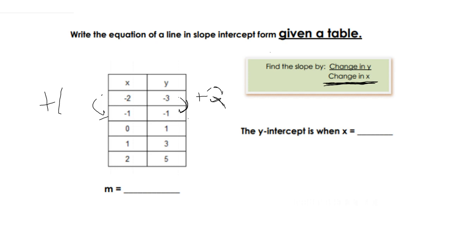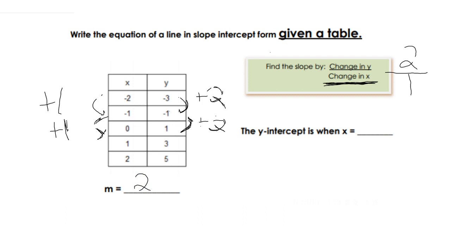Now, just to double check to make sure that things are consistent, I want to check this relationship here. So from -1 to 1, I'm adding 2 again, which is good. That's what we want to see. From -1 to 0, I'm adding 1. So all of these relationships are going to be about the same. We've got adding 2 to the y, 1 to the x. So our change in y is +2. Our change in x is +1. So our slope we can say is 2 over 1, or 2.